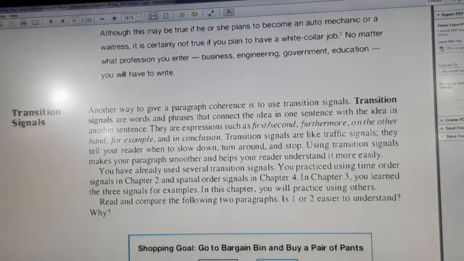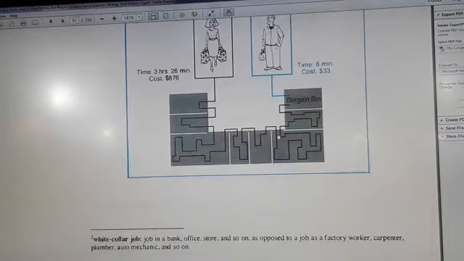So this is what we call transition signals. Signals are words and expressions that connect the idea in one sentence with the idea in another sentence. Okay? So these are the expressions and words that are used to connect, to relate, to signal one idea in one sentence with another idea in another sentence. This will help the reader again to process the paragraph correctly.